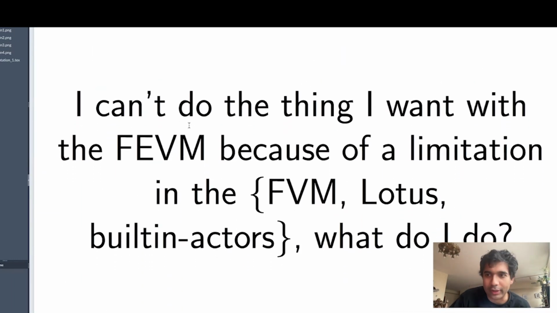Cool. I think I've only got a couple more. I can't do the thing I want with the FEVM because of a limitation in the FEVM itself, in Lotus and built-in actors. What do I do? Let us know. Issues welcome on all of those repos.